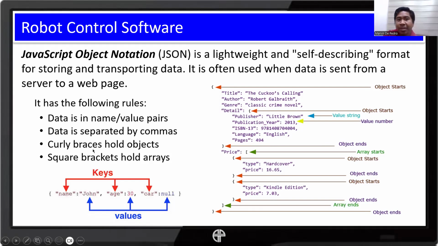Curly braces hold objects together. If you have multiple values for a certain field or a certain key, then it must be bound together by what they call curly braces. Okay. While square brackets hold arrays. If you have arrays just like this one, then we use square brackets instead. Okay, so that's a quick introduction to JSON.